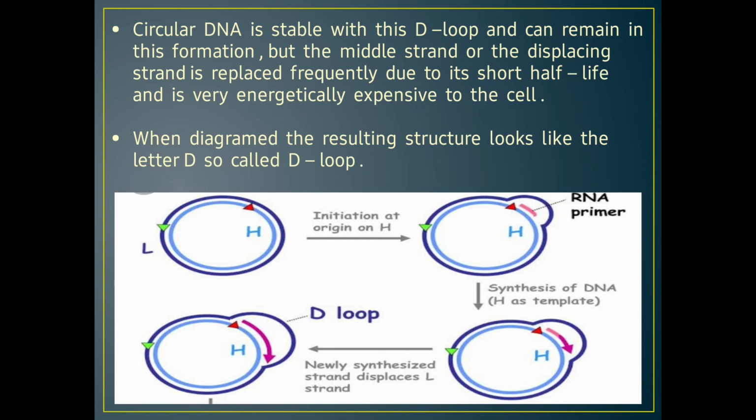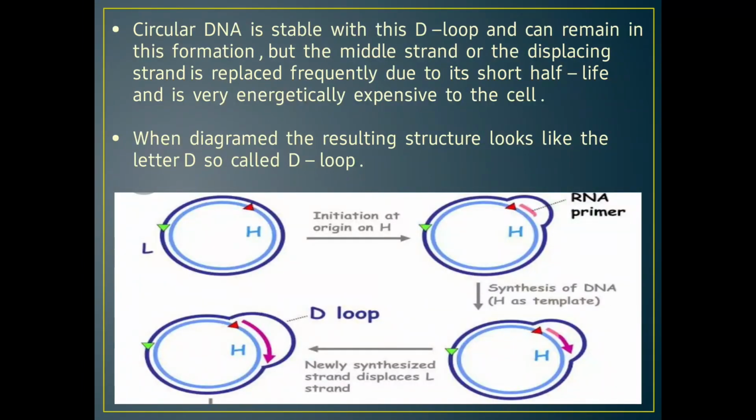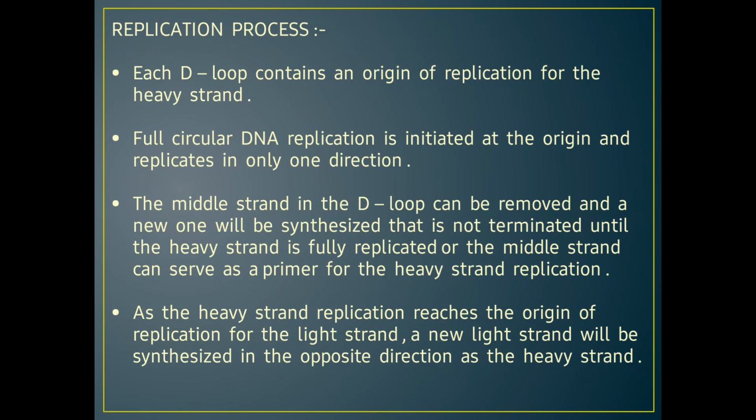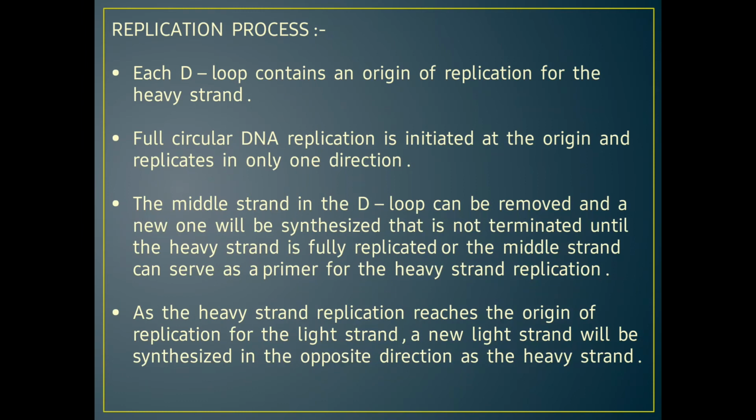So the first strand is the heavy strand, then the outer light strand, and when the RNA primer came here and formed, we can say it is the third strand, the middle strand. And as the heavy strand replication reaches the origin of replication of the light strand, a new light strand will be synthesized in the opposite direction to the heavy strand. The heavy strand and light strand will also be formed while the primer is kept. So that was about the replication process, how it occurs.